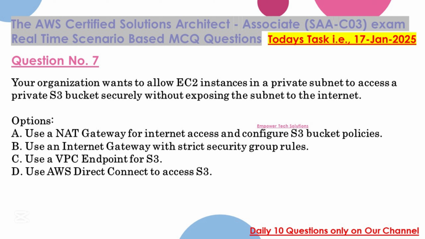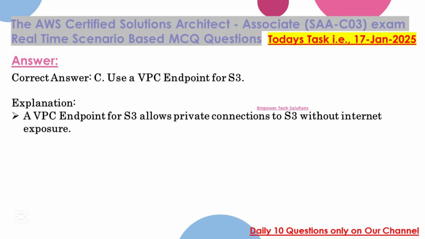C. Use a VPC endpoint for S3. D. Use AWS Direct Connect to access S3. Correct answer: C. Use a VPC endpoint for S3. Explanation: a VPC endpoint for S3 allows private connections to S3 without internet exposure.